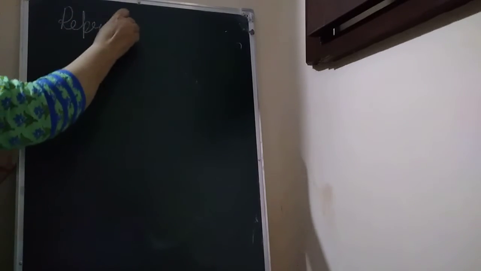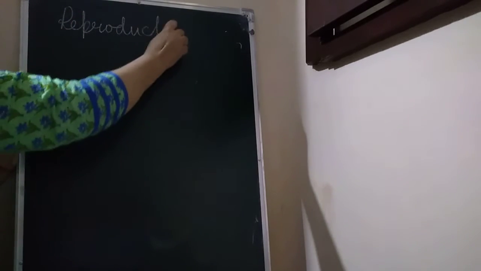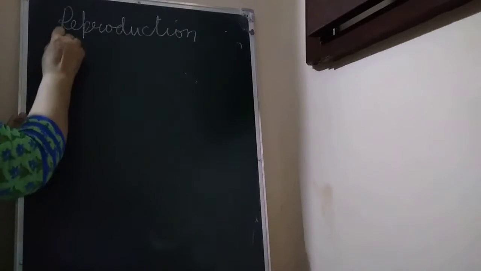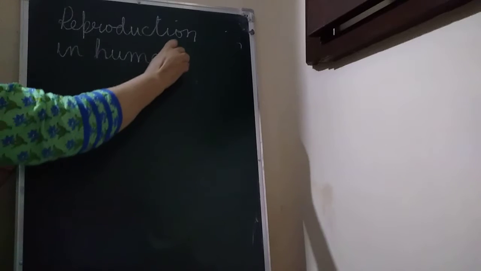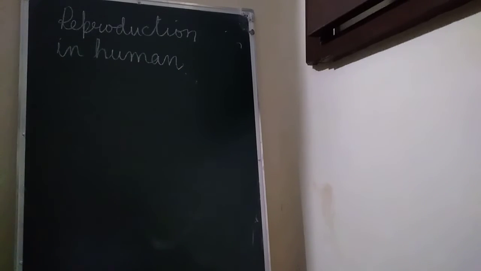Now about the hermaphrodites, children. In earthworms, fertilization is internal. Okay, in hermaphrodites the fertilization is internal. Now reproduction in humans, children.